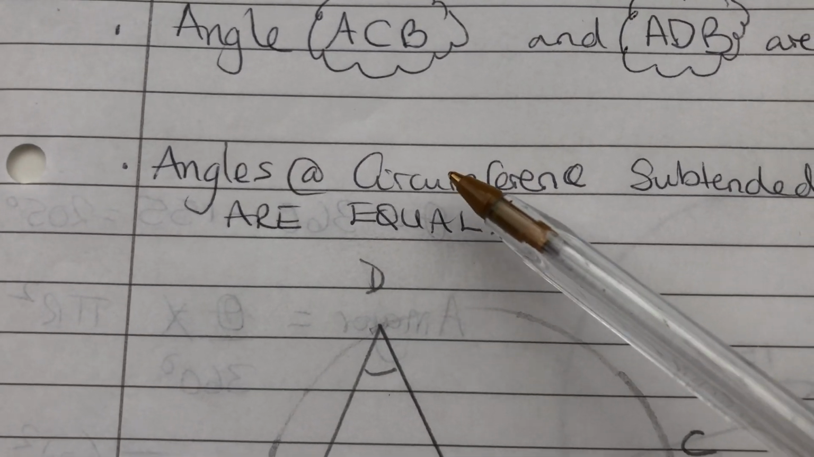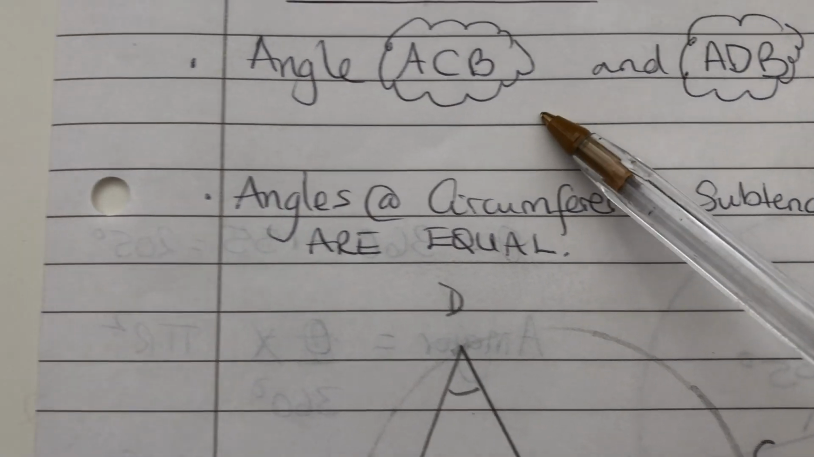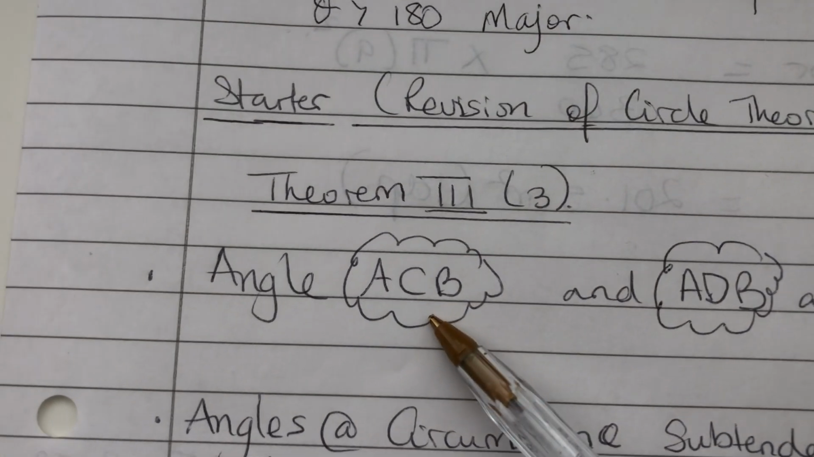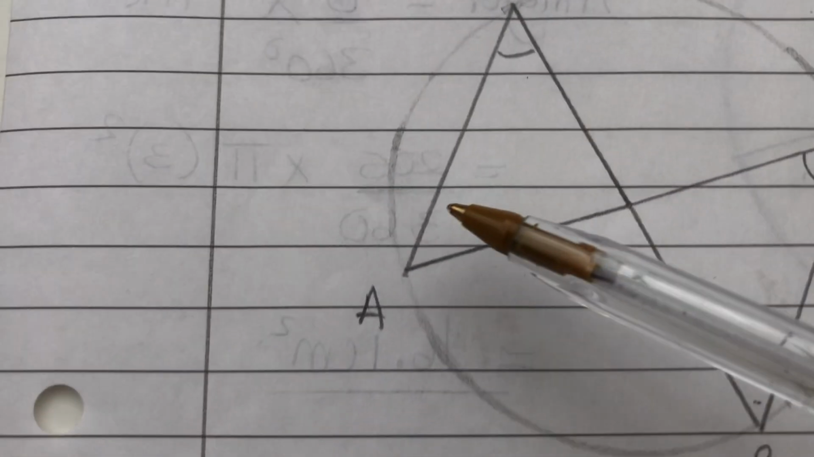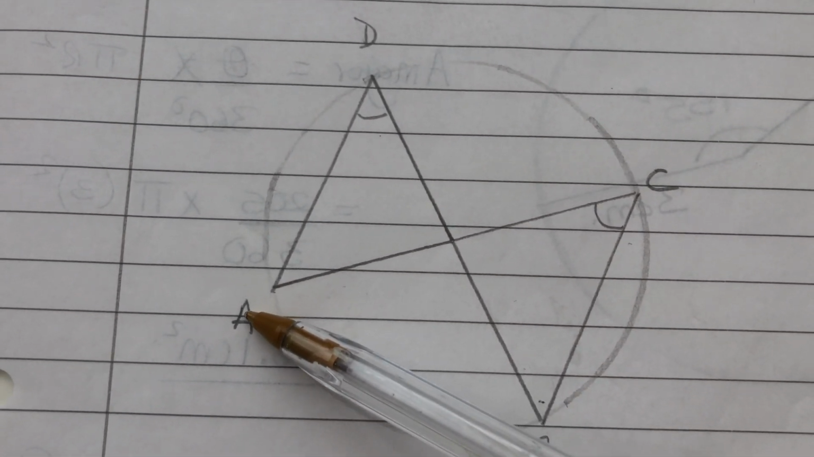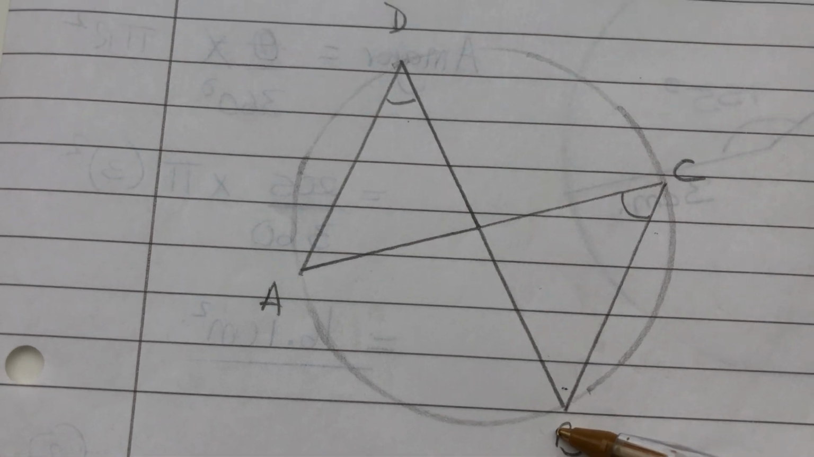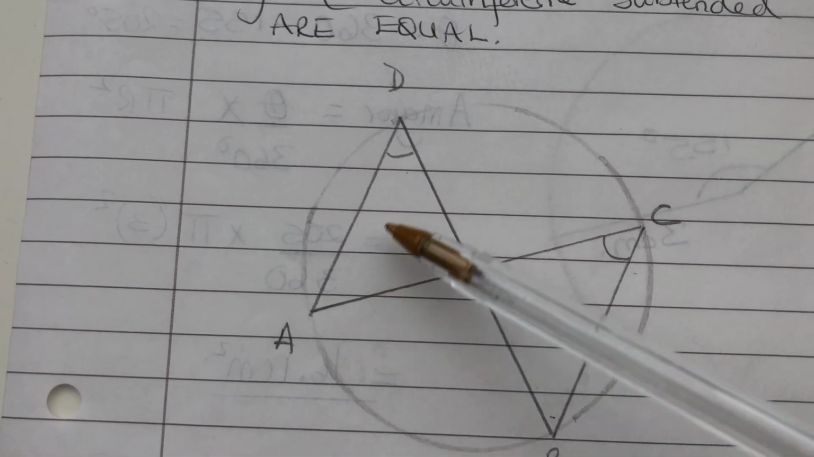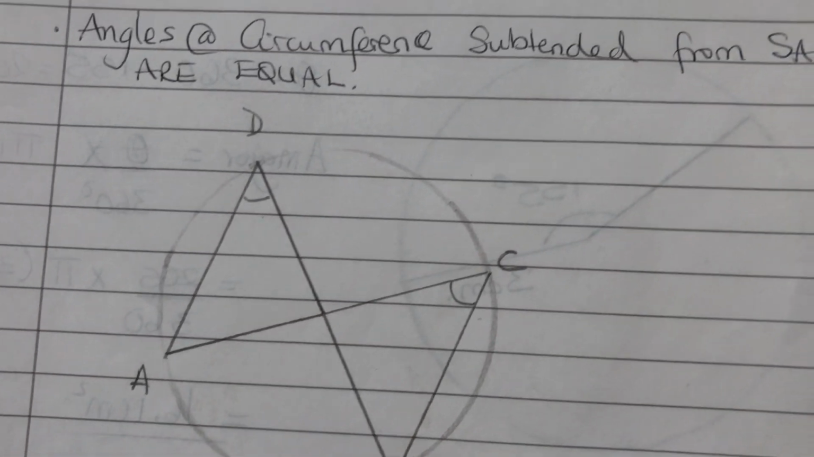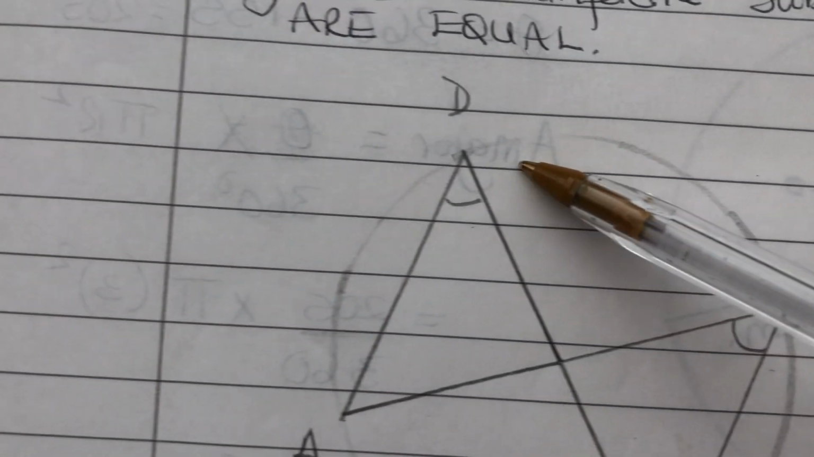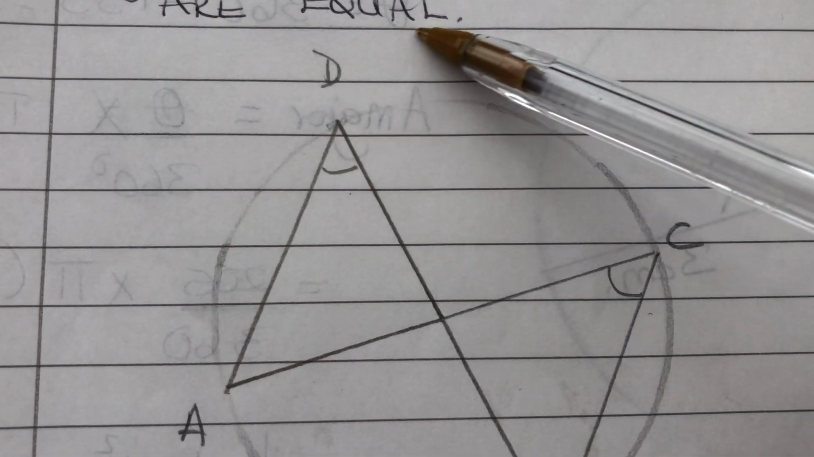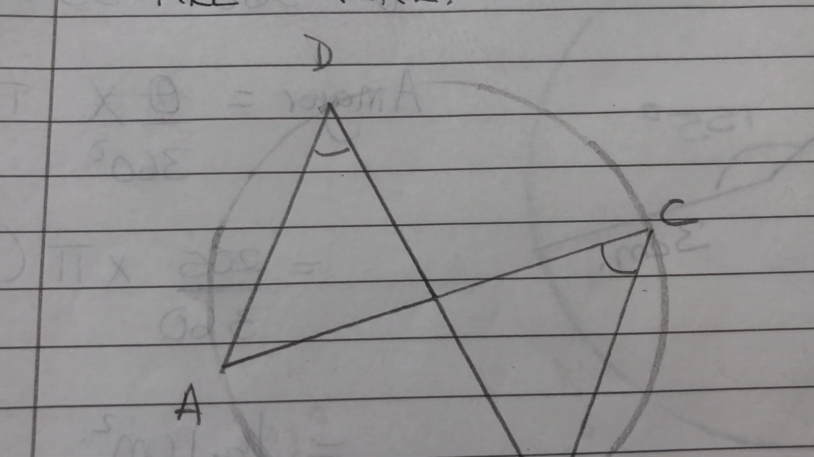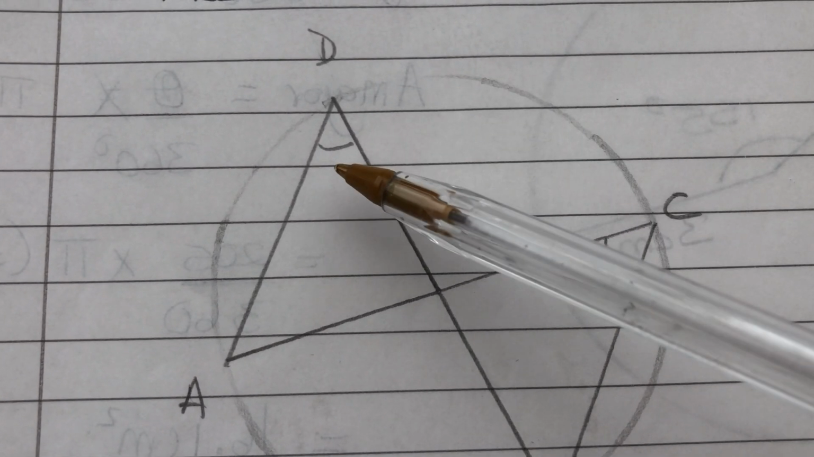Today's circle theorem, the third one: angle ACB and ADB. So this is the diagram. ACB and ADB are subtended from the same arc. So that is the arc you have there.